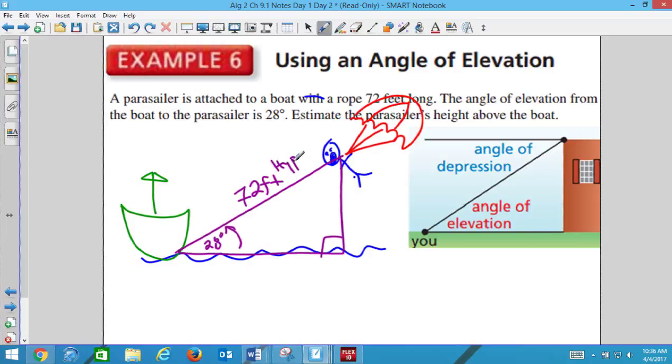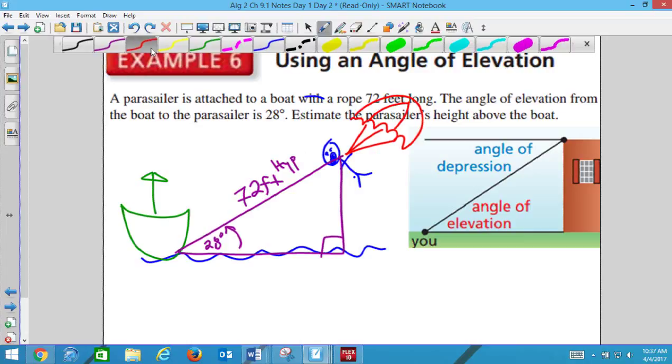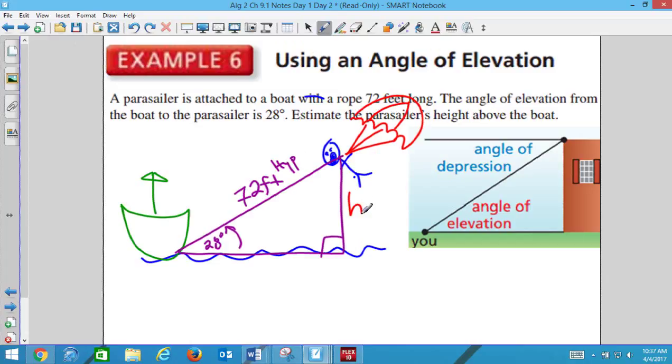So the hypotenuse is 72, and we have to find the height above the boat. So he's not literally above the boat, but we're just going to find the height straight up here. We'll call it H, the height.